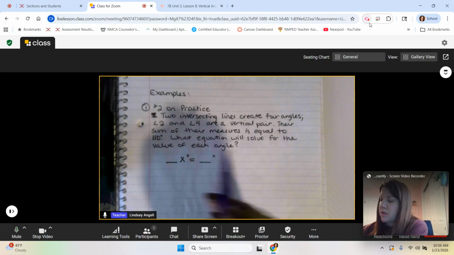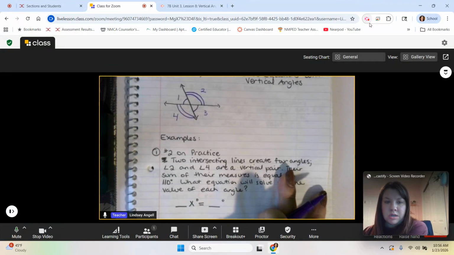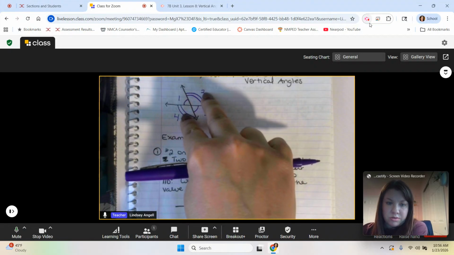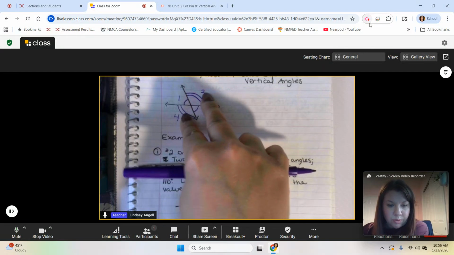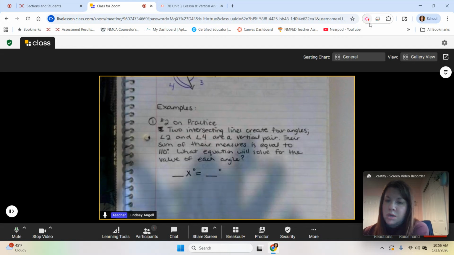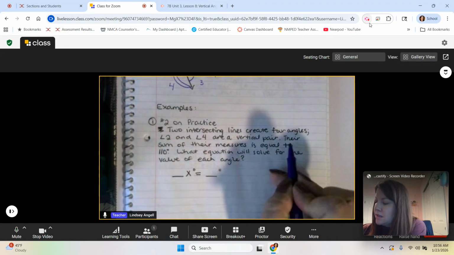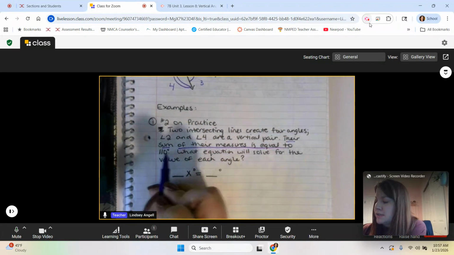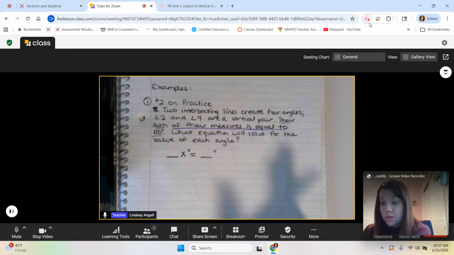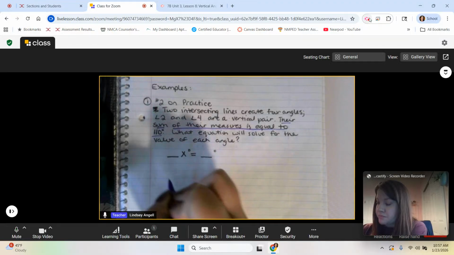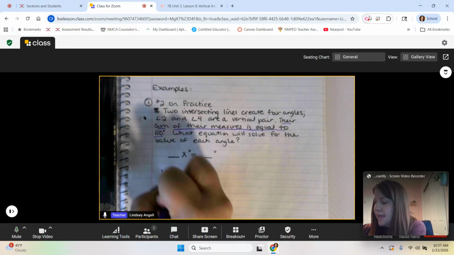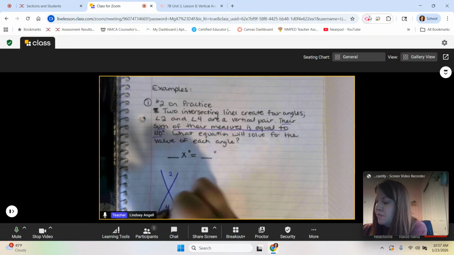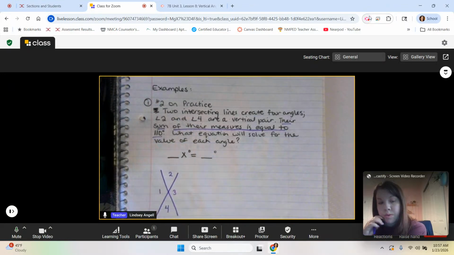Okay, so we could even use this picture if we wanted to, right? So they're vertical, which means they're equal or congruent, right? But notice it says the sum of their measures is equal to 110 degrees. So their sum, meaning, let me draw another one down here. Let's say this is angle 2 and this is angle 4, which means this would be 1 and 3.